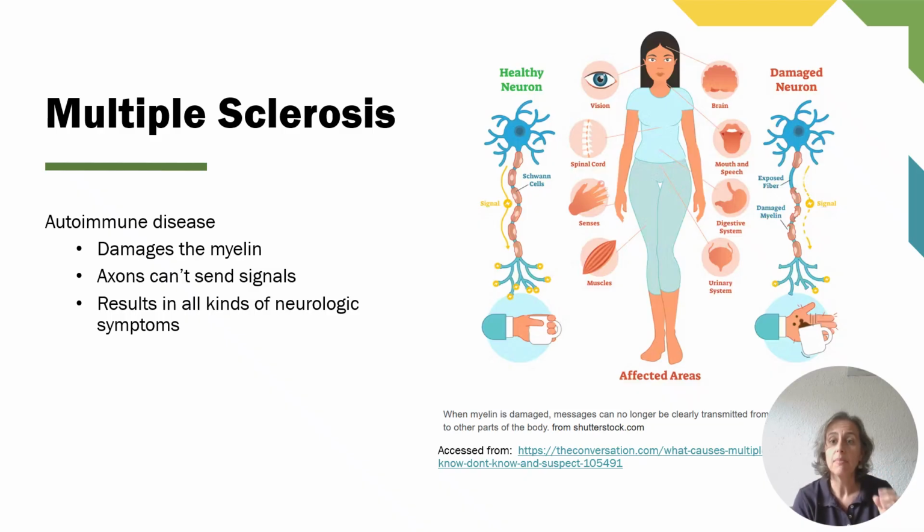Sorry, my dishes are falling. You might have problems speaking. You might have problems thinking, right? You might have problems controlling your muscles or your bowel or your bladder. So depending on which particular axons of which neurons and which parts of your body are being impacted by this disease, you're going to have different symptoms, which can make it very difficult to diagnose, actually, because it's not always in the same places. So that's multiple sclerosis, a really important disease that is due to damage to the myelin.